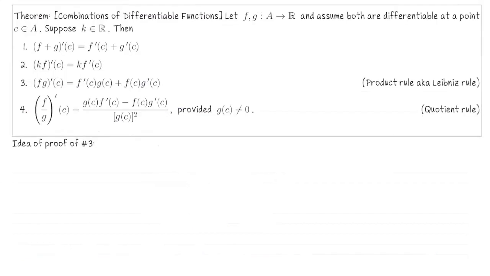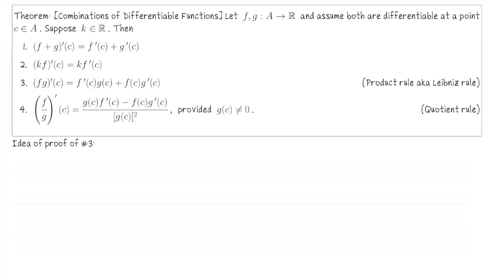Our next theorem is combinations of differentiable functions. This says that the derivative of a sum is the sum of the derivatives, assuming that both of those functions are differentiable. So (f plus g)' is f' plus g'. The second one says that you can pull a constant out in front. So if you take a function and scale it by k and then compute the derivative, that's the same thing as k times the derivative f'.